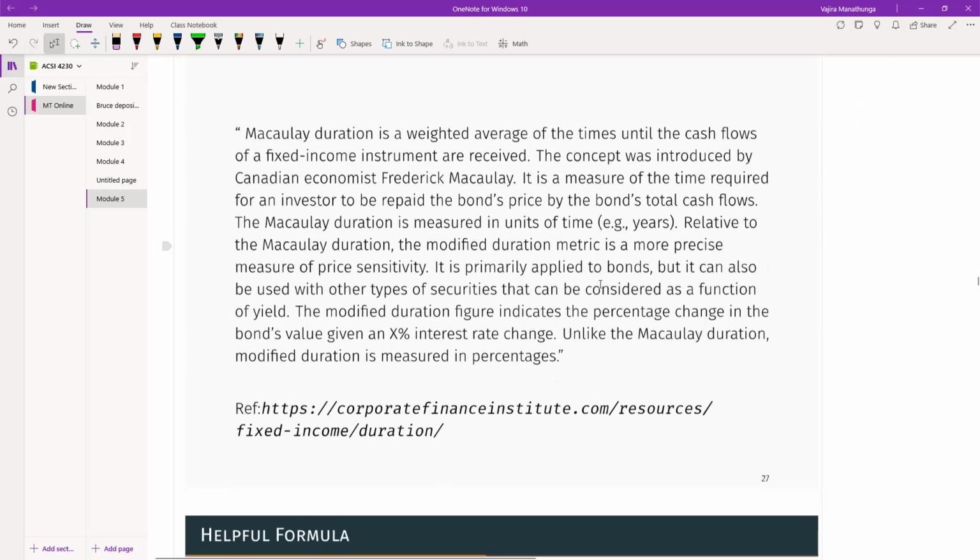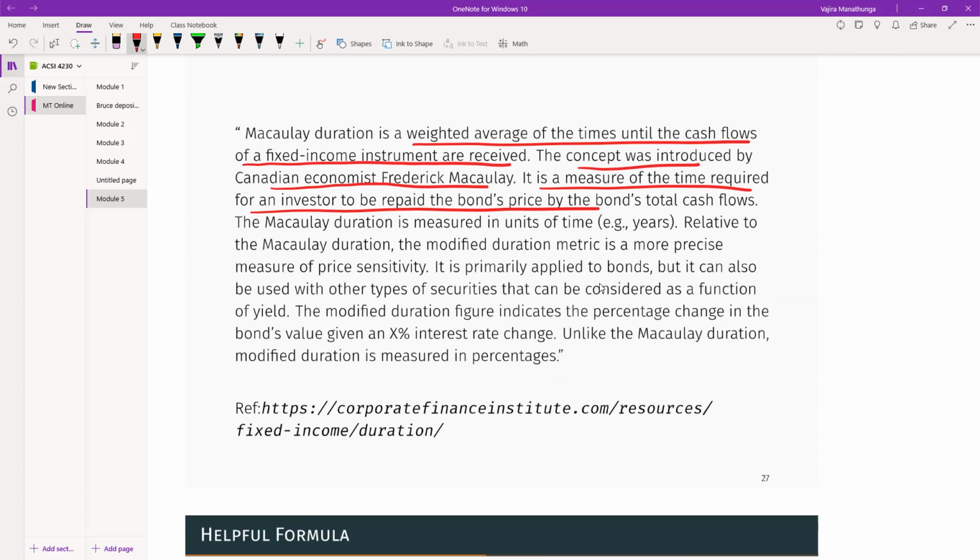So here's one more. Macaulay duration is a weighted average of the times until the cash flows of fixed income instruments are received. The concept was introduced by Canadian economist Frederick Macaulay. It is a measure of the time required for an investor to be repaid the bond price by the bond's total cash flow. The Macaulay duration is measured in units of time. Relative to the Macaulay duration, the modified duration metric is a more precise measure of price sensitivity. It is primarily applied to bonds, but it can also be used with other types of securities.